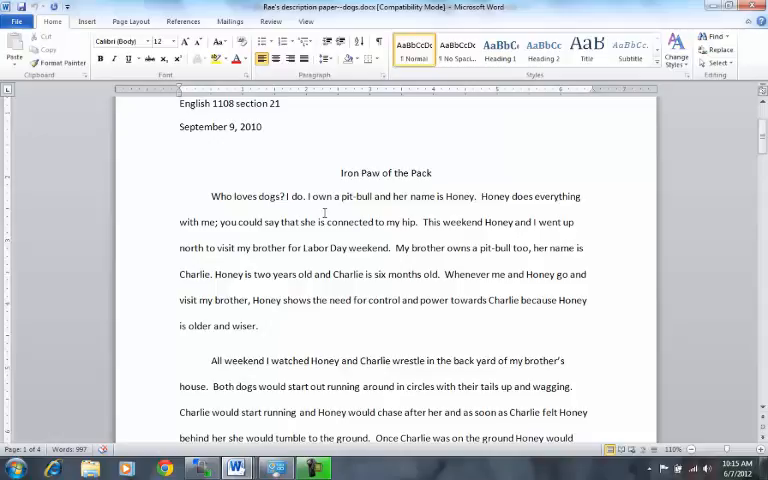"Who loves dogs? I do. I own a pit bull and her name is Honey. Honey does everything with me. You could say that she's connected to my hip. This weekend, Honey and I went up north to visit my brother for Labor Day weekend. My brother owns a pit bull too. Her name is Charlie. Honey is 2 years old and Charlie is 6 months old. Whenever Honey and I go to visit my brother, Honey shows the need for control and power towards Charlie because Honey is older and wiser."